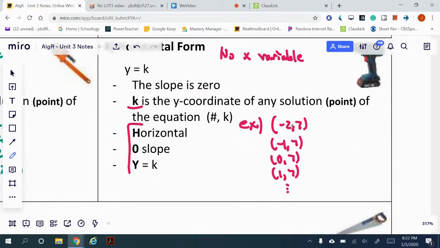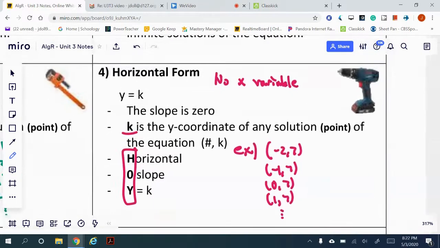We also have an acronym to help us with this, and that is called HOY. Ahoy, hoy, right, as Mr. Burns would always say. H is for horizontal. The O is actually the number 0 because our slope is 0, right? And then our formula is y equals k.